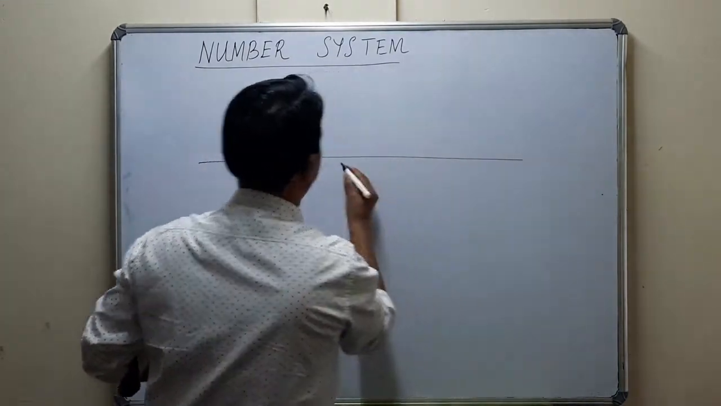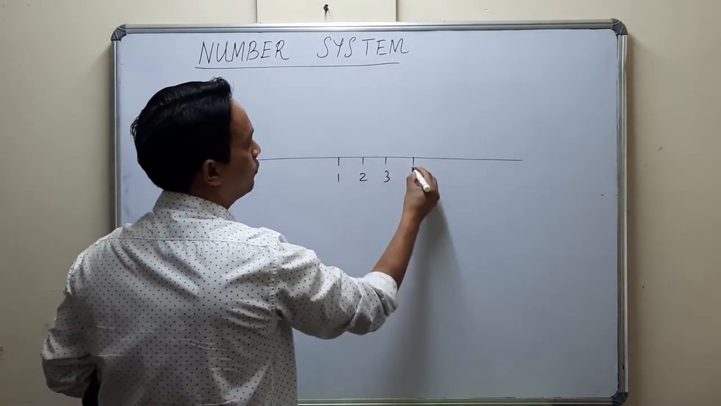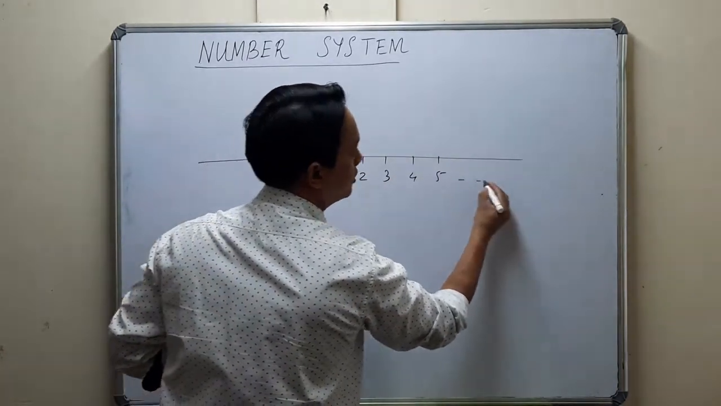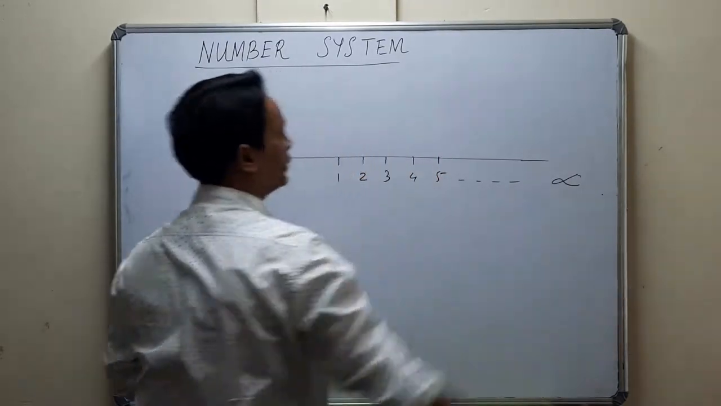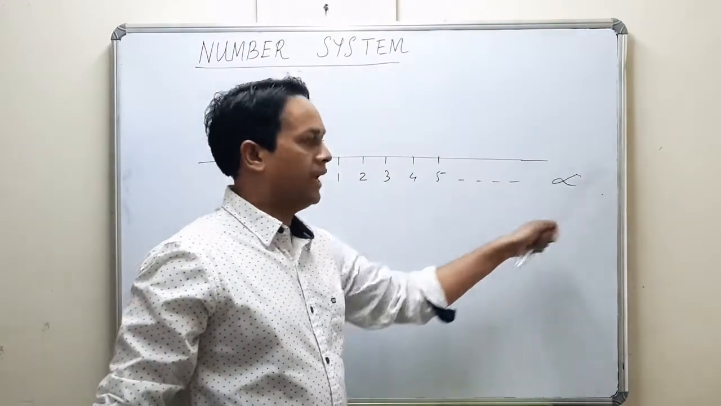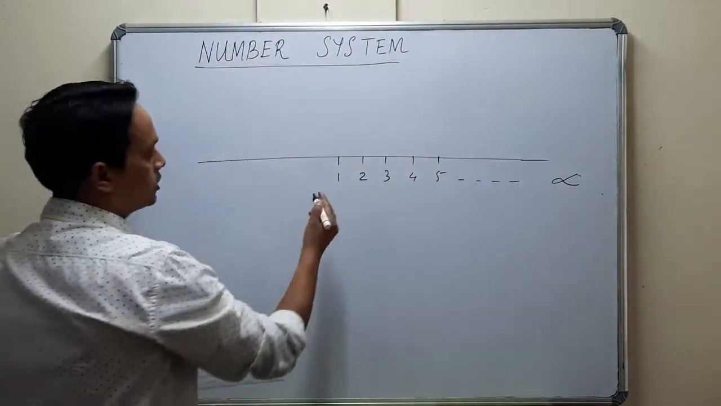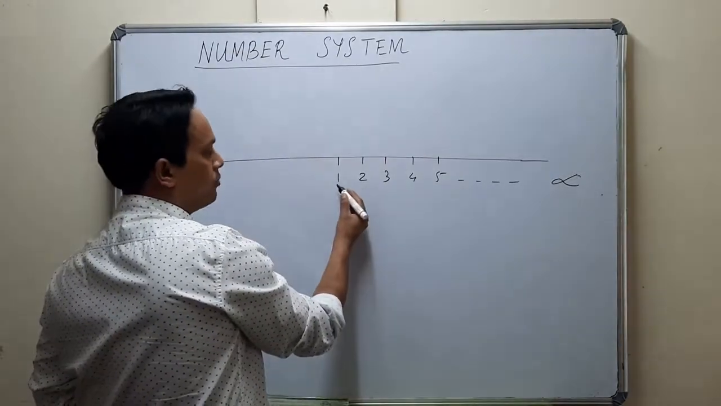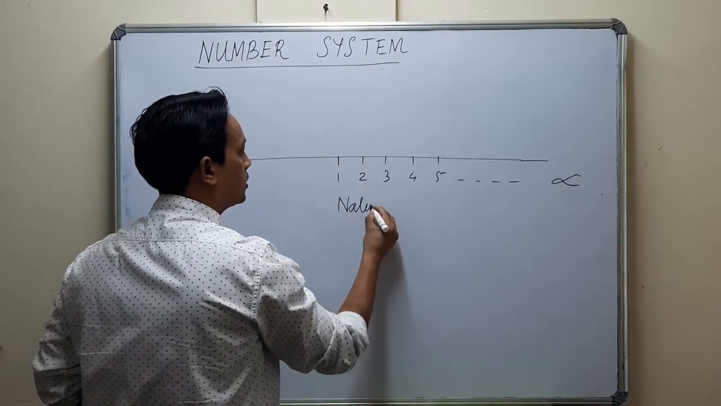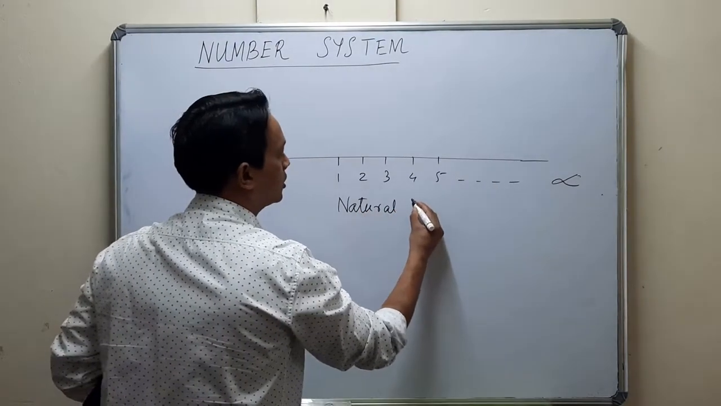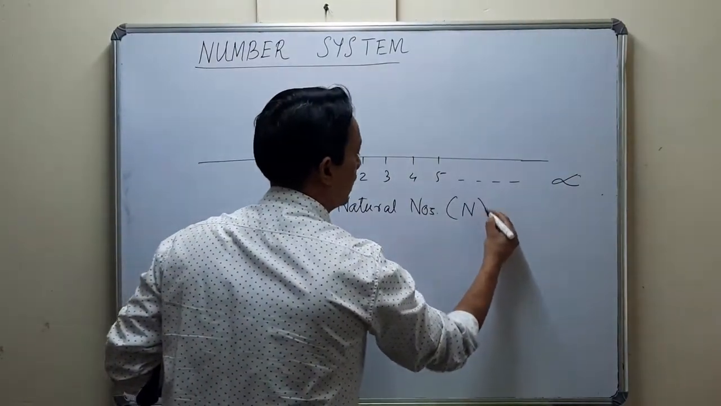Let me write it down. The first numbers which you come across are 1, 2, 3, 4, 5, 6. In this way it will go on, and the last number we don't have any, actually we could denote it by infinity. It will never end, because after 1000, 1 lakh, it will go on. These numbers starting from 1 are called the natural numbers, and they are denoted by the letter N.